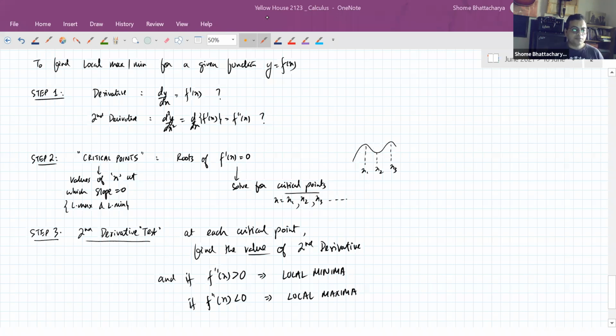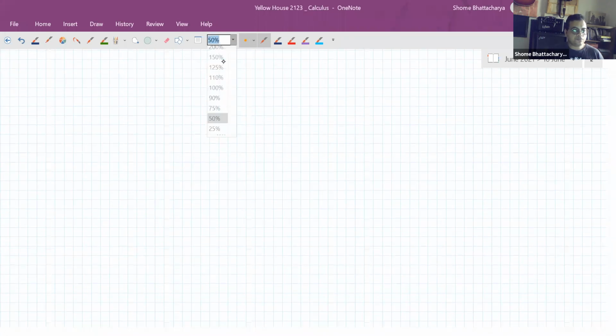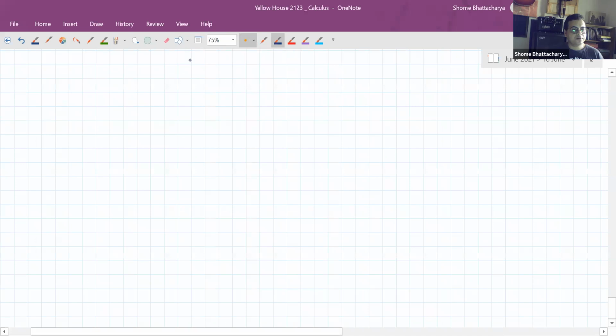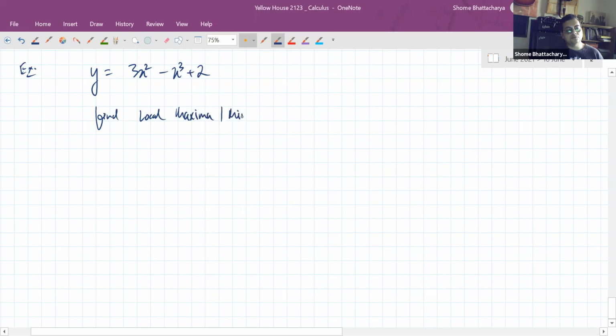Okay, so let's apply this to a particular function and understand the execution of this method. Suppose we have something like this, y is equal to... we want to find local maxima and minima. So we just apply these methods.